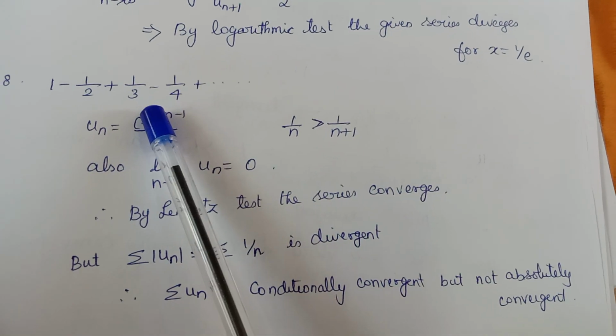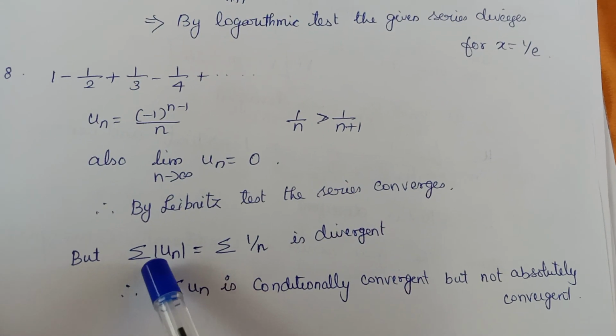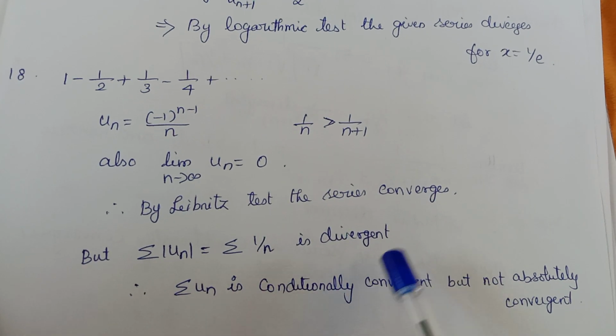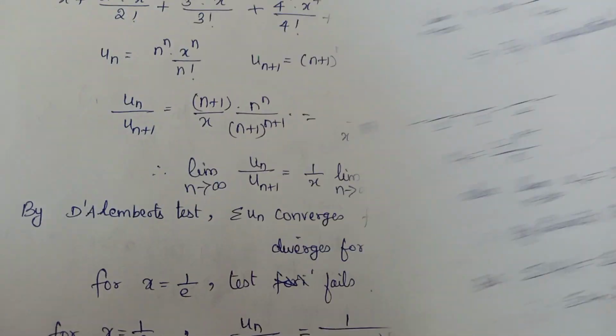So the given original series is convergent, but the modulus of the given series is divergent. Therefore, this is a conditionally convergent series. Okay, right? The next problem.